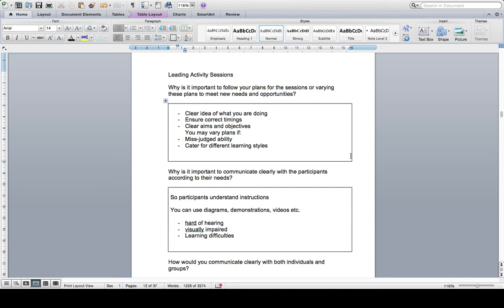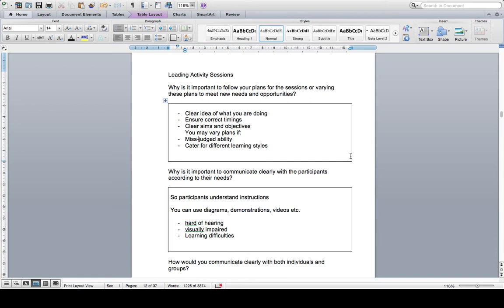You might have some individuals that are more audio, so they like to listen and take in instructions, or you might have individuals that like to learn by doing, and they're known as kinesthetic learners. Okay, so you need to make sure that when you're leading your session that you accommodate for all those different learning styles. There could be a lot of opportunities within your session to do that.